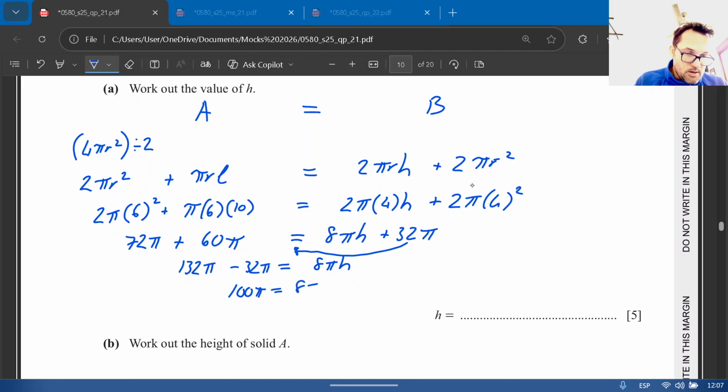Okay. Now we want to know what h is, so we need to get rid of the 8 pi, and this is 8 pi times h, so we move that to the other side. We're going to divide it. And now, of course, this is a non-calculator paper, and you say, what am I going to do with the pi? Well, you're just going to cancel it. Pi cancel pi. So our answer, h, is 100 over 8.